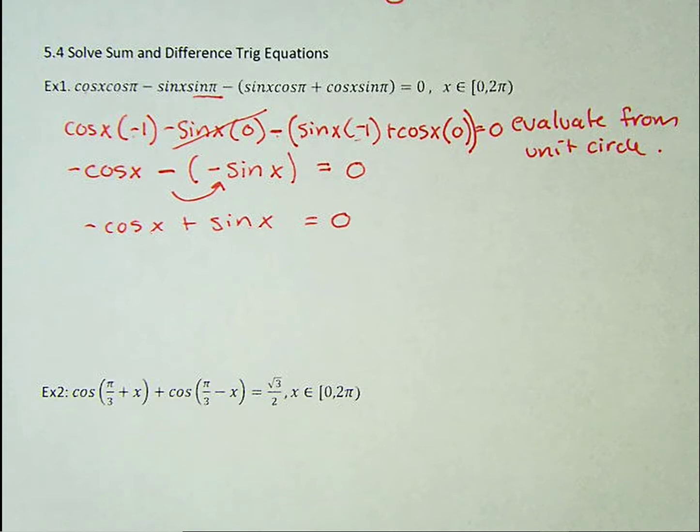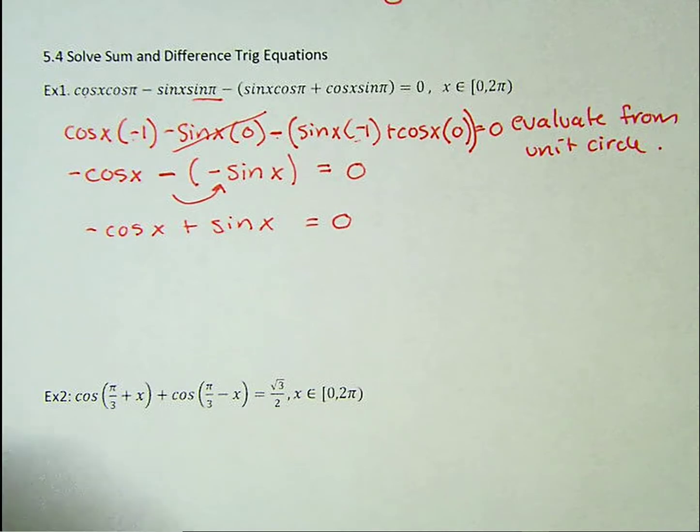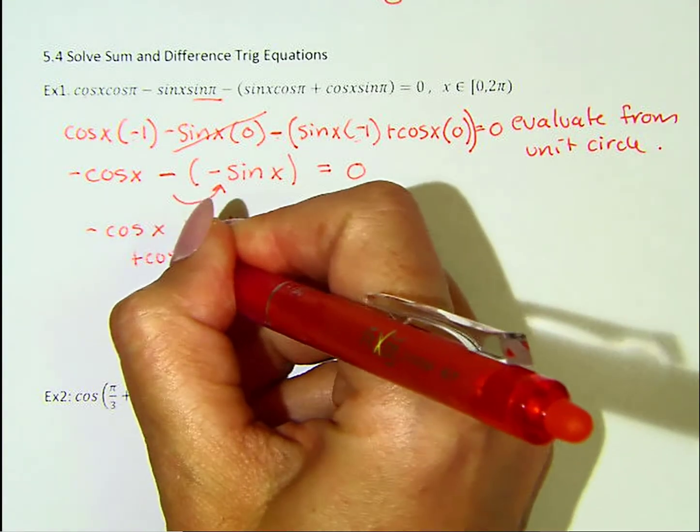Now, we can't change our cosine to be a sine, and we can't change our sine to be a cosine. So what do we do next? What we're going to do is I'm going to add cosine x to each side.